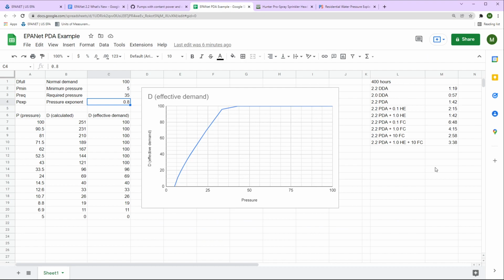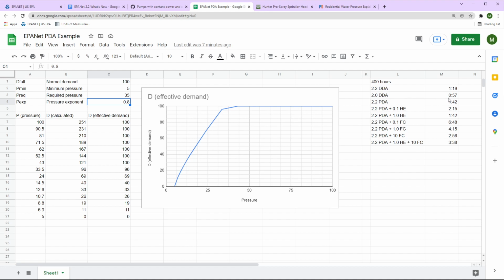Going back to my results over here, the baseline again was EPANet 2.0. These are all the same networks run for a 40 hour duration. And also note that the EPANet 2.2 engine, for some reason, is maybe 20% slower than the 2.0 engine. And that's kind of surprising considering some of the advances in the engine that they're showing in the release notes.